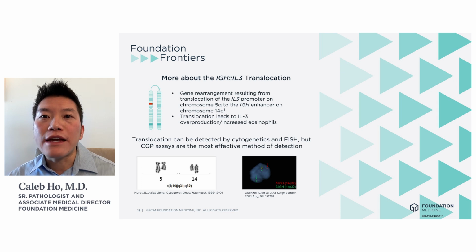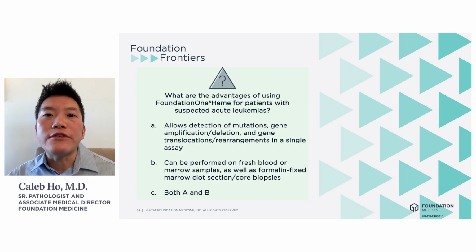The chromosomal translocation detected in this patient involves the IL3 promoter on chromosome 5q and the IgH enhancer on chromosome 14q, which can lead to overproduction of IL3 and increased eosinophils. While this translocation may be detected by other methods, the precise translocation partners can be difficult to characterize accurately using these other methods. What are the advantages of using Foundation One Heme for patients with suspected acute leukemias such as B-ALL?